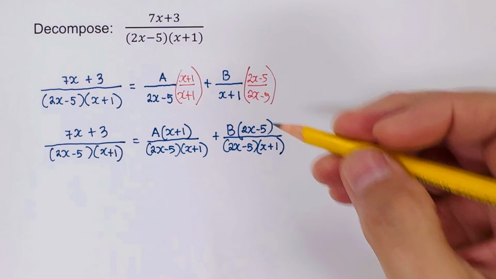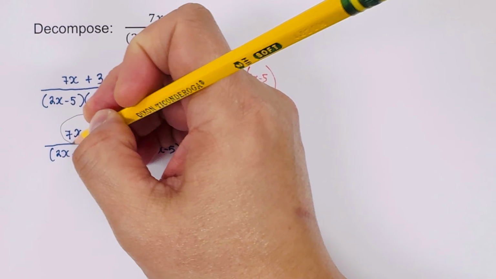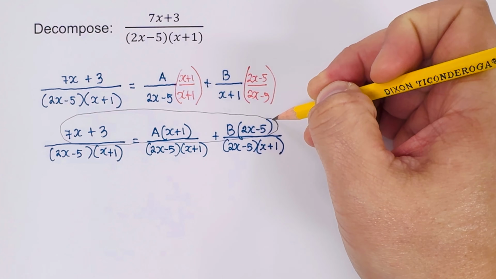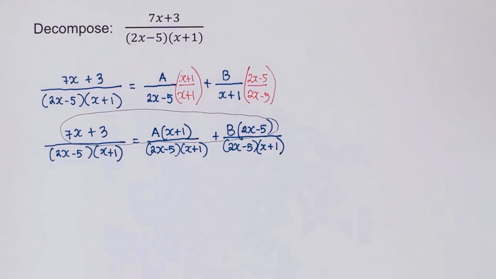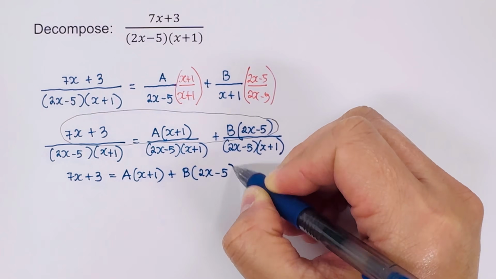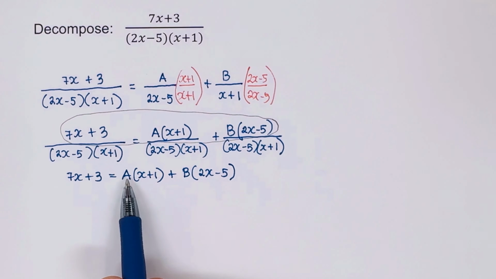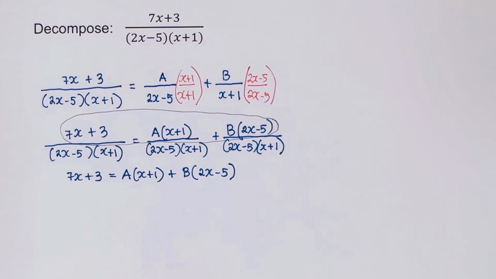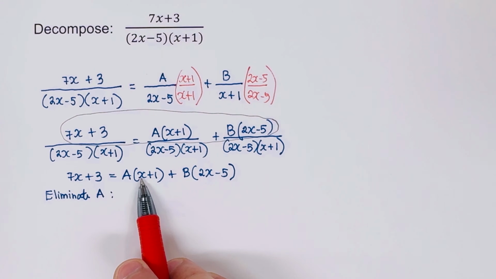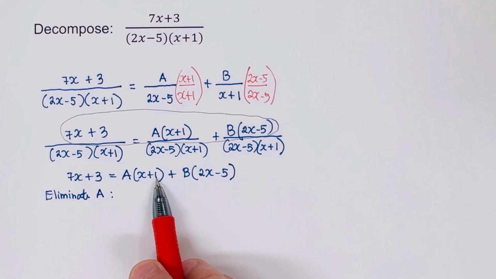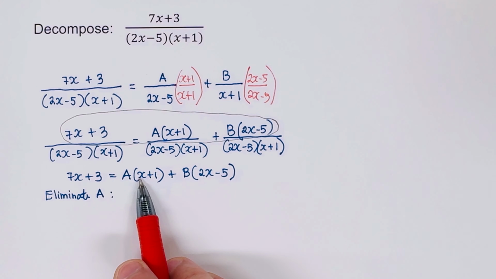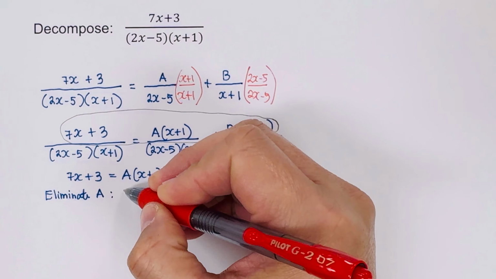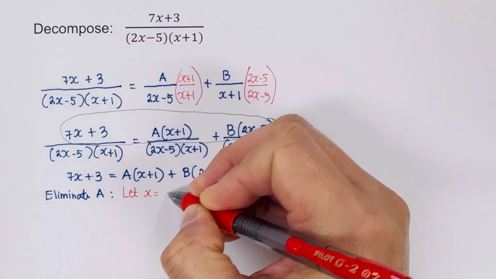We will be using these equations on all the numerators in solving for A and B. We are going to eliminate one of these variables, A or B. In this case, we're going to eliminate A first. In order to eliminate A here, we can make the quantity inside the parentheses 0 by making x equal to -1. So we're going to let x equals -1.